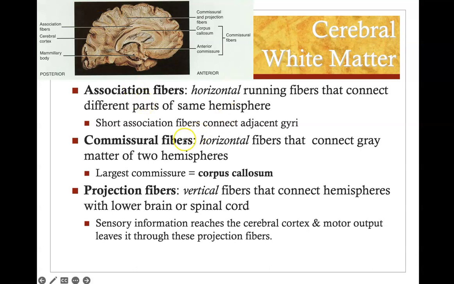Your commissural fibers are going to be here, some of your commissural fibers. And they're going to be these horizontal fibers that are going to connect the gray matter of the two hemispheres. So the commissural fibers are connecting the left and right hemisphere. And the largest commissure that you're going to see is going to be the corpus callosum right here. So that's your largest commissure right here. And then again, you're just going to have lots of tracts that are connecting the left and right hemisphere.